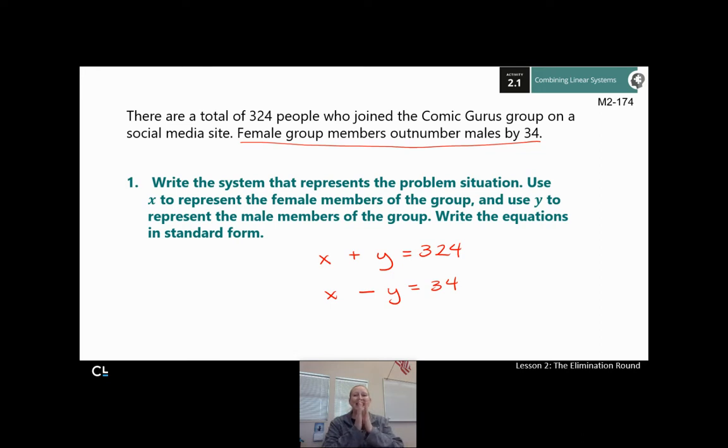We can solve these. Now, last time we were solving these by graphing them, right? We would graph them. We'd look for where the lines intersected. And we've also been solving them by substituting, right? We're like, oh, they're both equal to Y, so they should be equal to each other. And we substituted in and solved it. There's other ways.